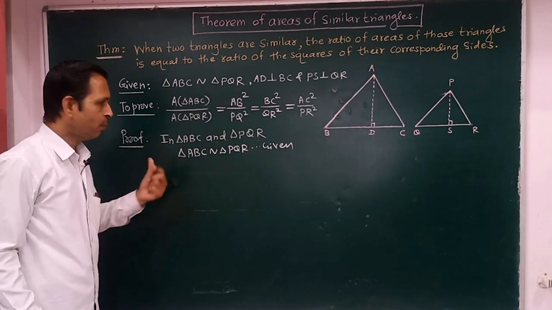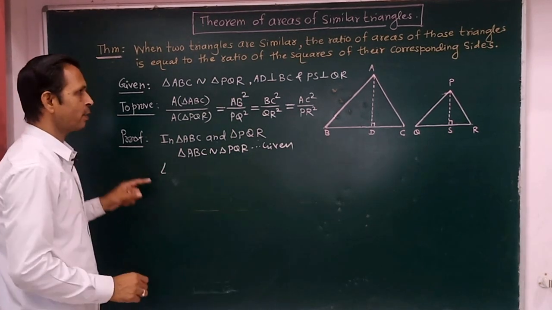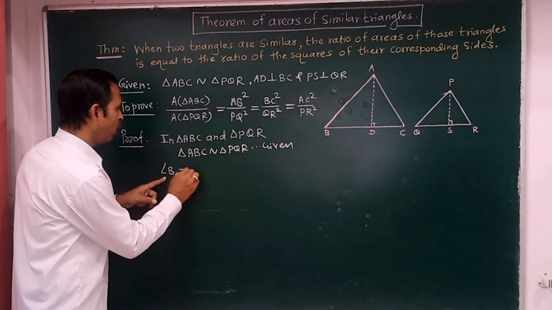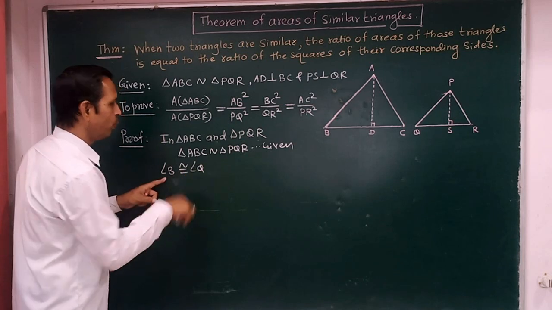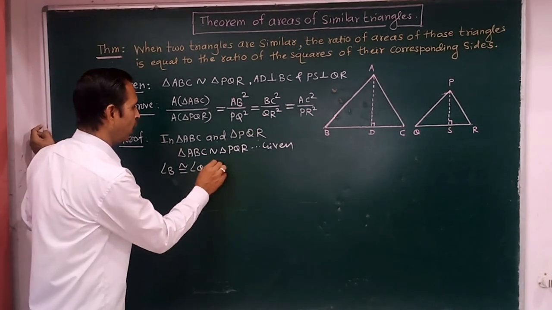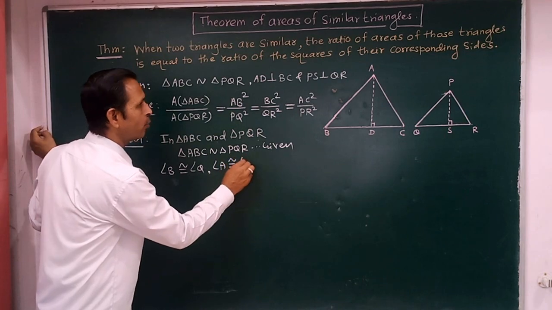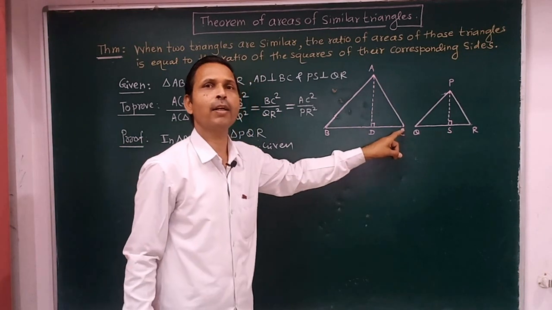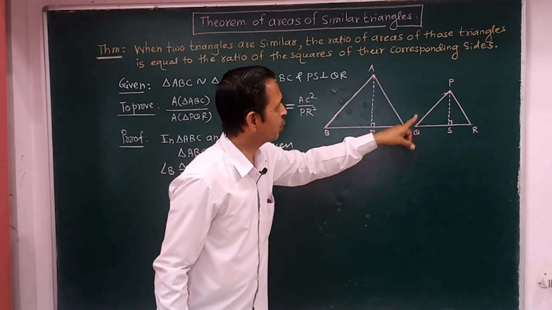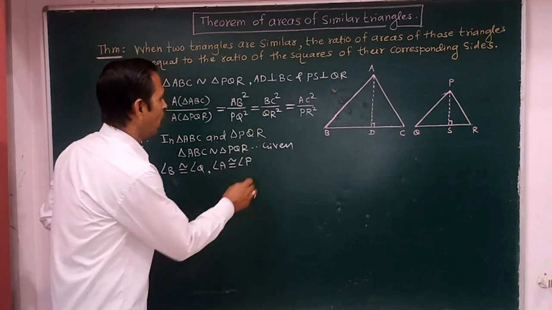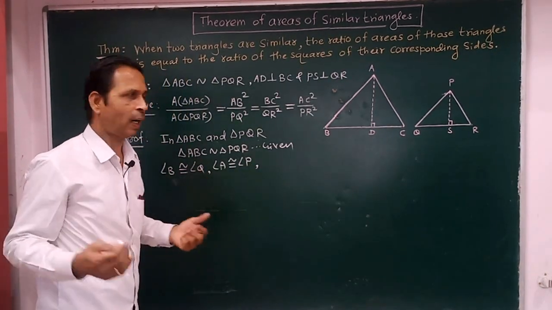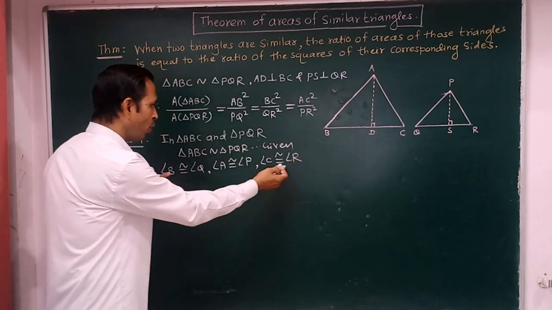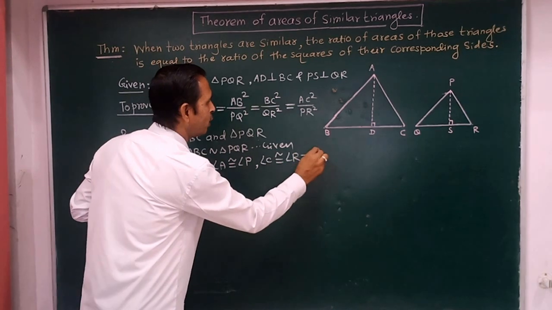And when the triangles are similar, what happens? The corresponding angles are congruent. Angle B is congruent with angle Q, or angle A is congruent with angle P. Angle A means angle BAC, this angle we consider here. Angle P means angle QPR. And the third angle is again congruent because the triangles are similar: angle C is congruent with angle R. All these three angles are congruent. This is statement number 1.